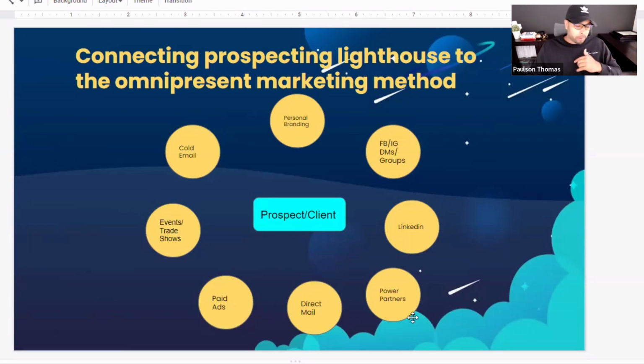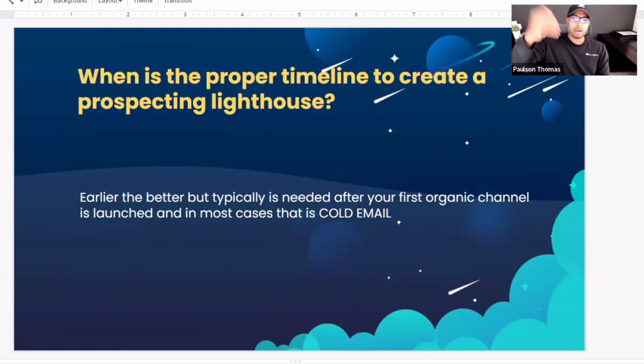Power Partners. Power Partners is something I'm going to talk about today, right? But regardless, here's the thing. You want to think about omnipresent marketing, right? And that's the real key to winning, right? And you'll figure out your channels. Now, when is a proper timeline to create a prospecting lighthouse, right? We're talking about a lighthouse where if somebody were to look you up, what do they find online, right? So the best thing is obviously earlier the better, right? But typically it is needed after you set up your first organic channel.